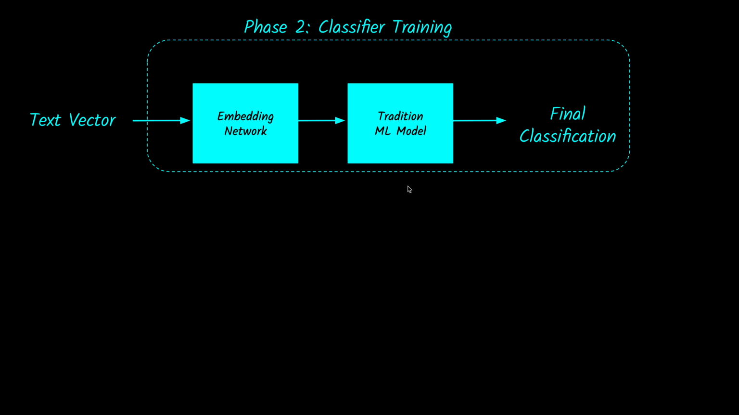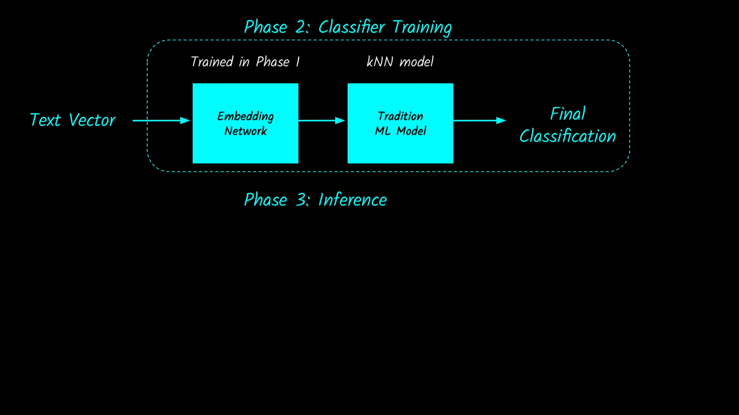In the next phase, they have used the embedding network trained in phase 1 as input for a traditional ML model. As you can see, KNN, K nearest neighbor model, is used, which works very well with numbers, which are basically embeddings in our case.